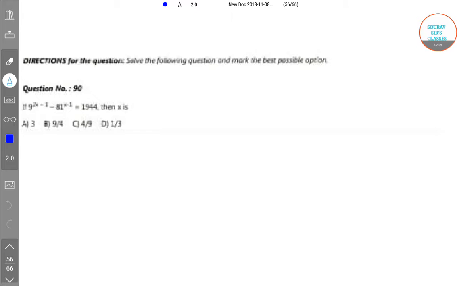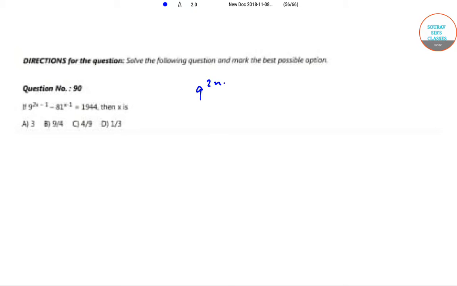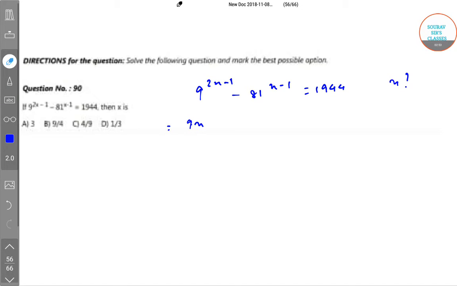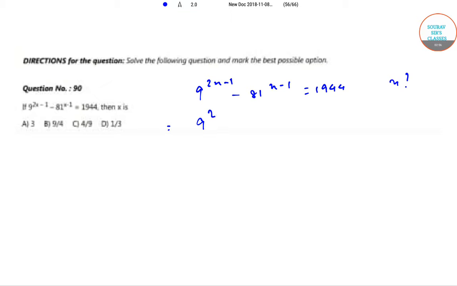The next question is 9 to the power 2x minus 1 minus 81 to the power x minus 1 is equal to 944. Then the value of x is, so this is equal to 9 to the power 2x minus 1 minus 9 into 9 to the power 2x minus 2 is equal to 8 into 243.